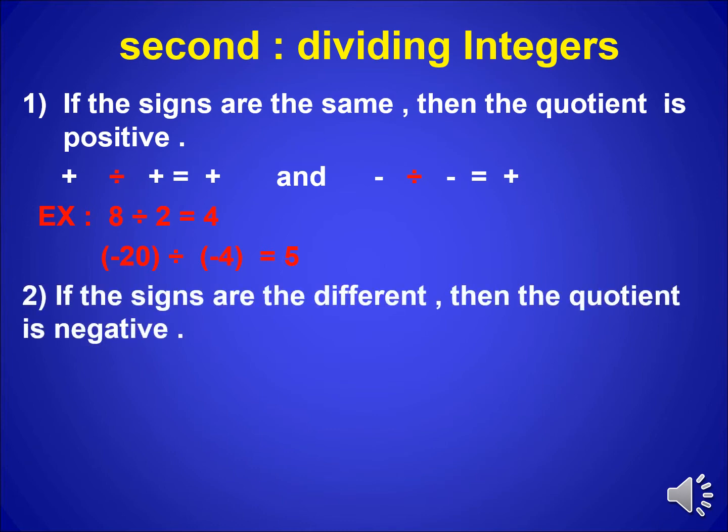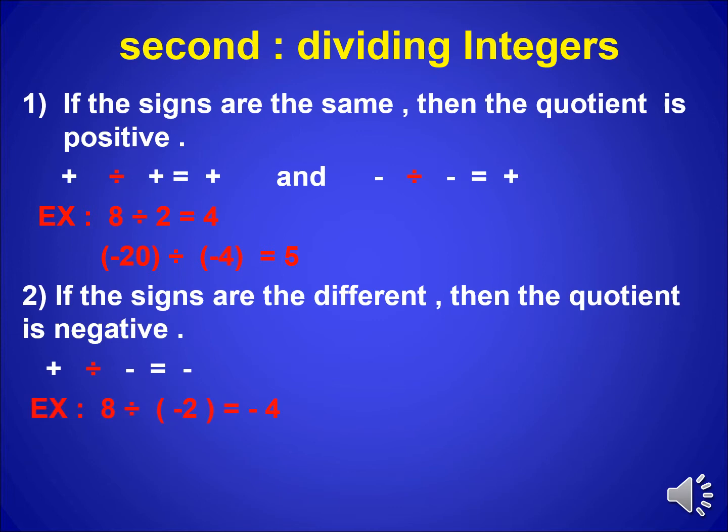Number 2, if I have different signs, then the quotient is negative. That means if I have a positive number divided by negative, the answer will be negative. And if I have a negative number divided by positive, the answer will be negative.